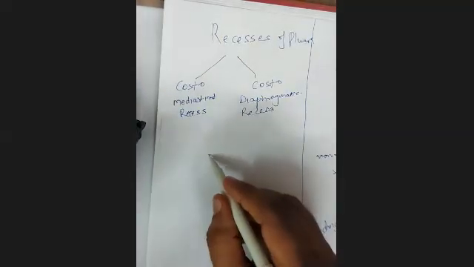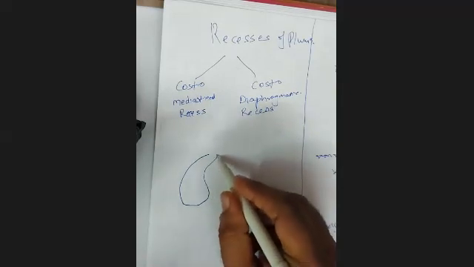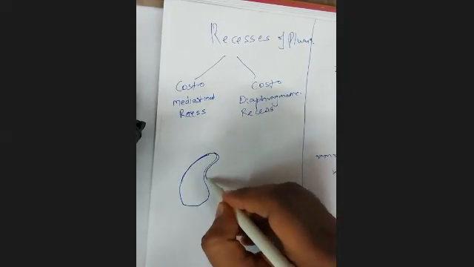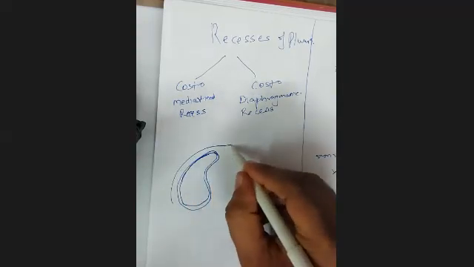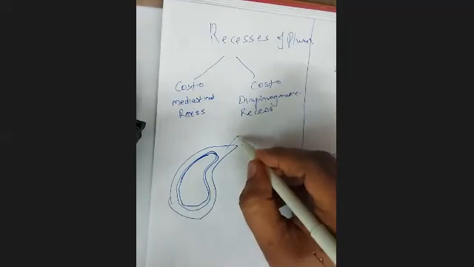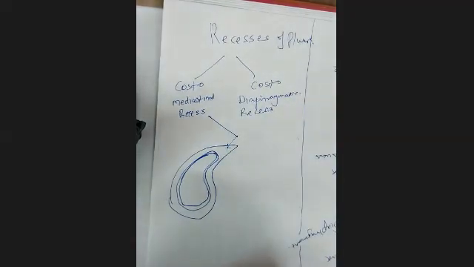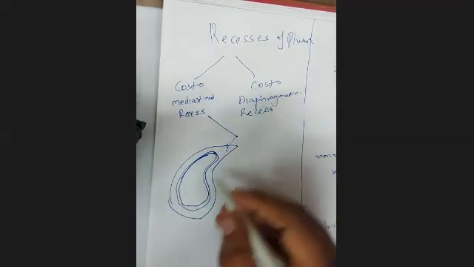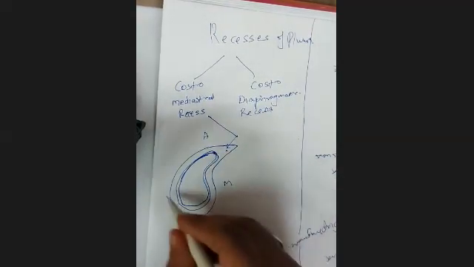Now, we all know, if we see a transverse section of the lung, it is something like this. And this is the visceral pleura which is covering the lung. And the parietal pleura goes like this. So here we see this costomediastinal recess. This is the extra space in the transverse section. This is anterior and this is posterior. This is medial and this is lateral.